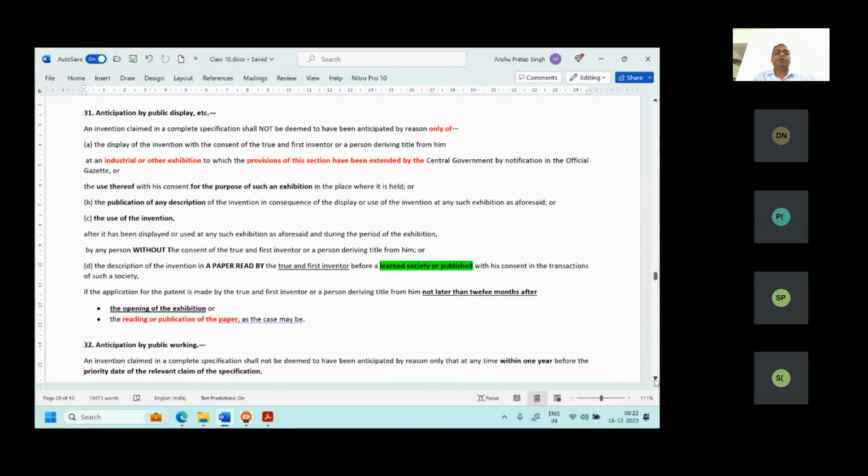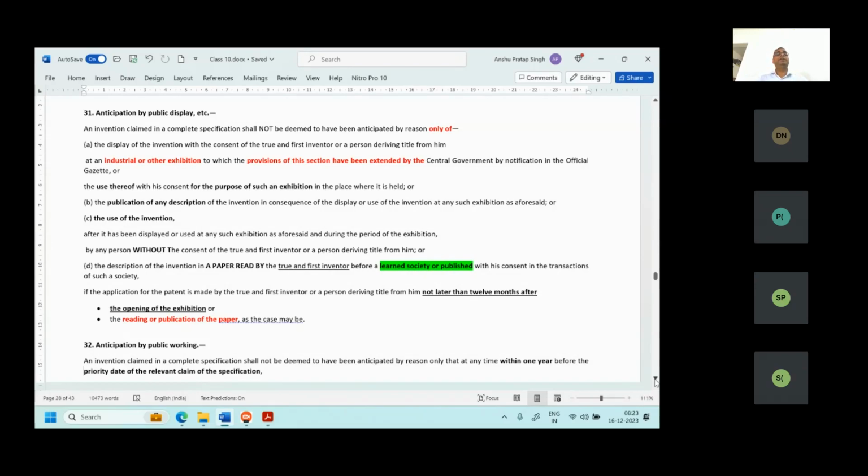Learned society has not been defined, but what we understand as a learned society is a group of people who are gathered or who are working for the enhancement of science or scientific knowledge, and their transactions are generally not public. It is only for the consumption of the members and for discussion purposes only. This is a general definition of learned society. In other jurisdictions, we have not found the learned society definition in India. It has not been defined.